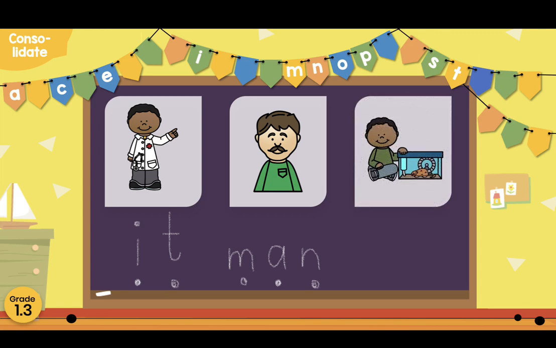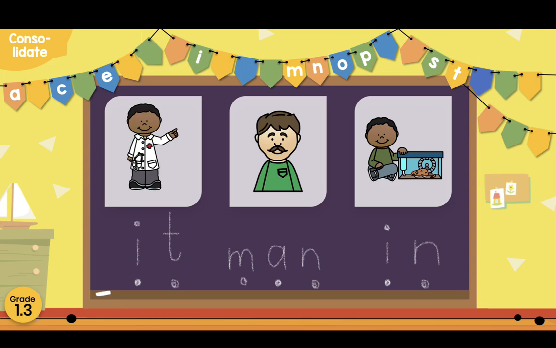Boys and girls, this little boy has a pet. Where is the pet? It is in the pet box. In. I want you to build the word in. Sound it out and draw sound dots. Write the letters. Check if your word looks like mine. I, n. In.